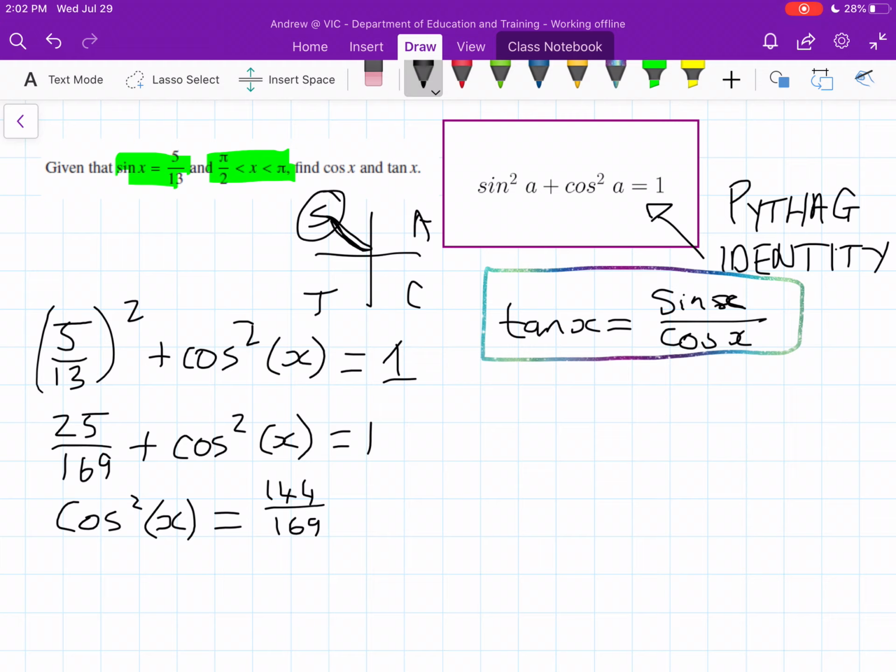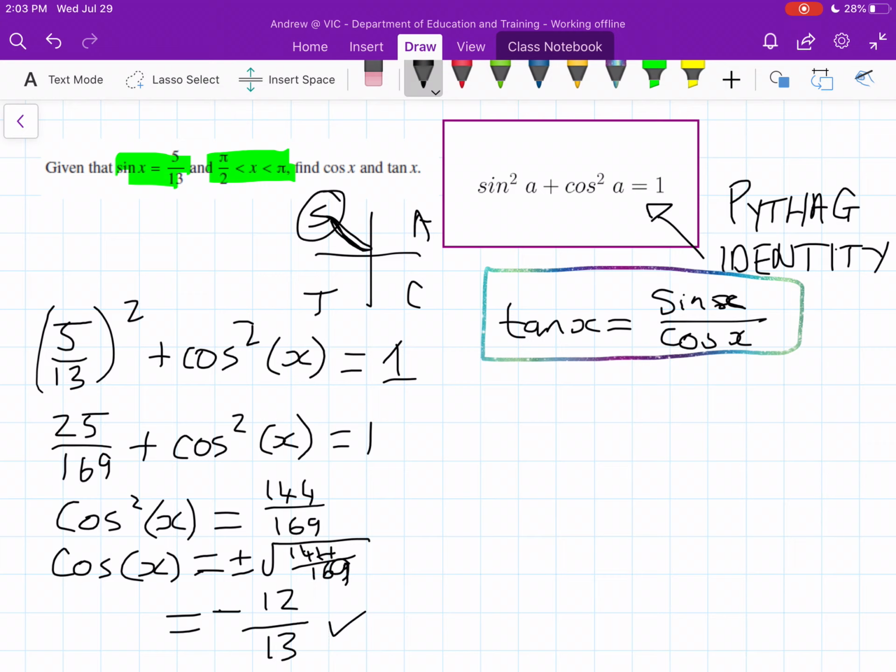Now to get cosine x by itself, we need to square root both sides. So this is equal to positive or negative the square root of 144 on 169. So cosine of x, firstly, in this quadrant that we're working in, only sine's positive, so it's going to be negative. Then the square root of 144, that's 12. Square root of 169, that's 13. So it's negative 12 on 13.